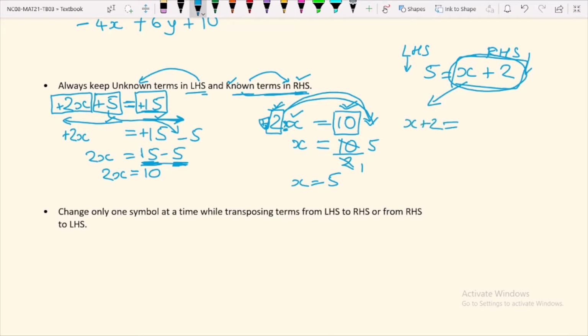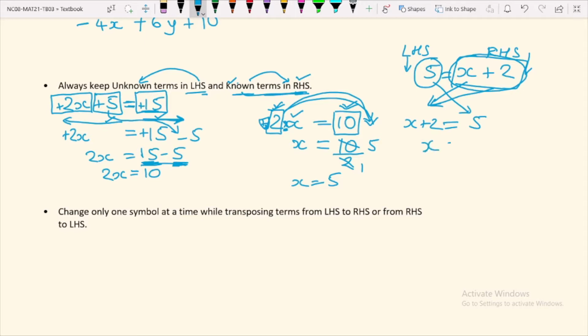X plus 2 I will write. I will shift this whole left hand side to right hand side. I will write it as plus. If we shift the whole RHS and the whole LHS, then we should not change the symbols. We are not required to change the symbols. We can write them as it is. So the equation has become x plus 2 is equal to 5.